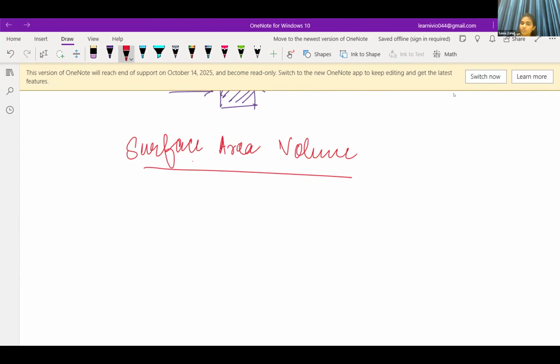Tell me, children, I also told you to revise this chapter well because the upcoming test will be on this lesson only. The first two exercises, the surface area part, I've taken the test. Now the volume part, I will have to take the test. So revise the volume part well.